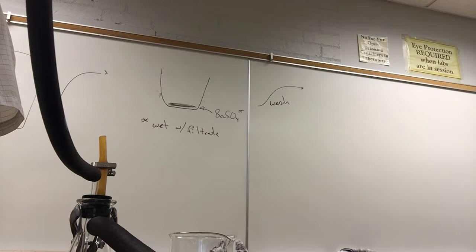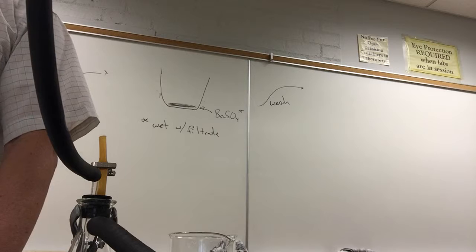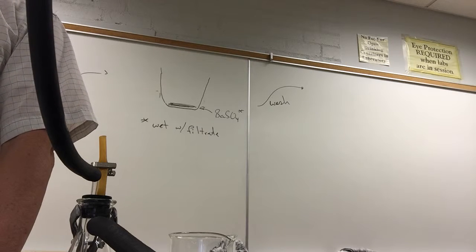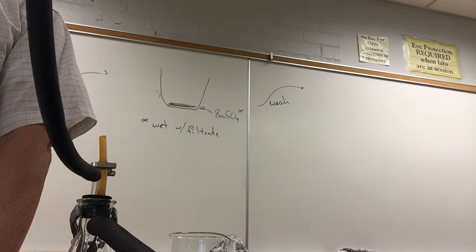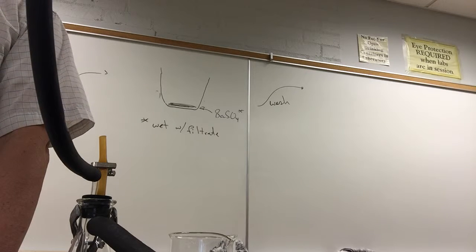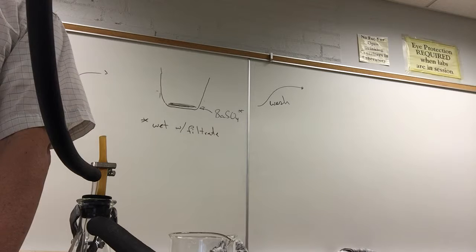What is the risk of washing too much? The risk of washing too much is that barium sulfate is not 100% insoluble. A little bit of barium sulfate will dissolve, and the more and more you wash, obviously the more barium sulfate you're going to lose. Right? And we don't want to lose any sulfate that we captured. We need to make sure we have all the sulfate that was in our original unknown precipitated.